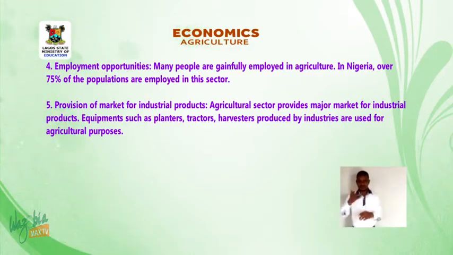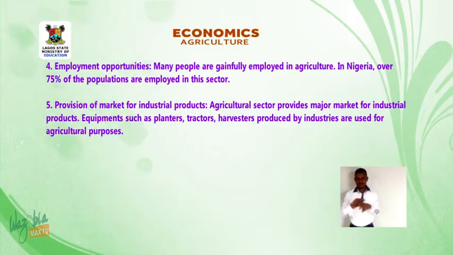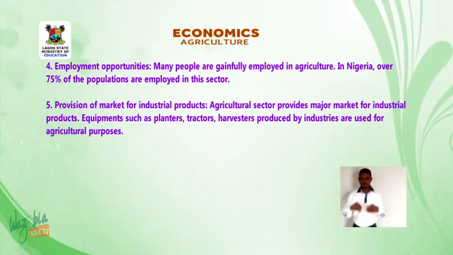Number 5, provision of market for industrial products. The agricultural sector provides major markets for industrial products. Equipment such as planters, tractors, and harvesters produced by industries are used for agricultural purposes.